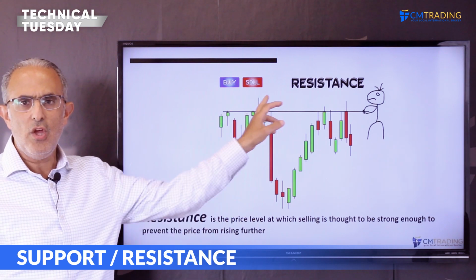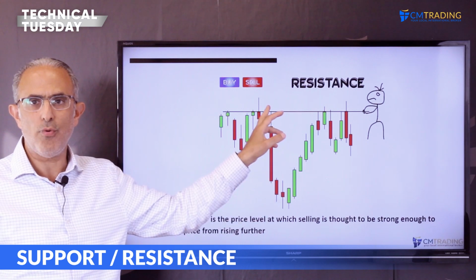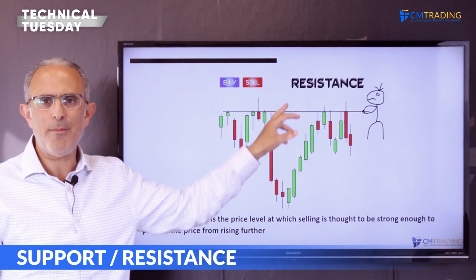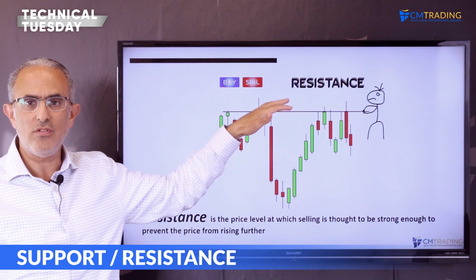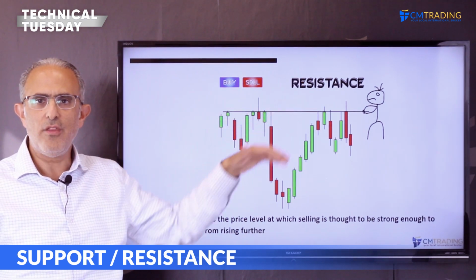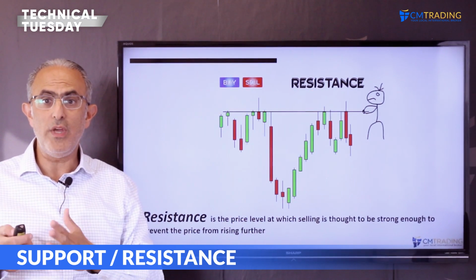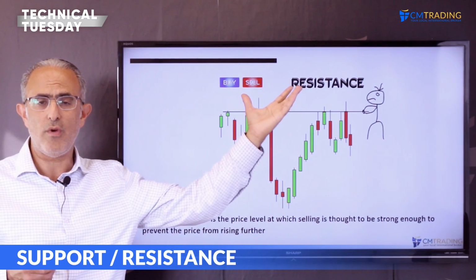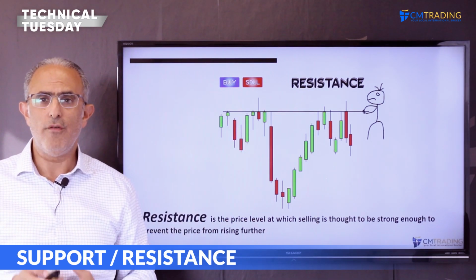Resistance is basically when the market keeps on going higher and it hits a certain price point and it just can't break above it. It hits, let's say, $15 or $10, but it can't break above it. And the reason is that the demand is thought to be weak enough to prevent the prices from going up any higher. That is the textbook definition of resistance.